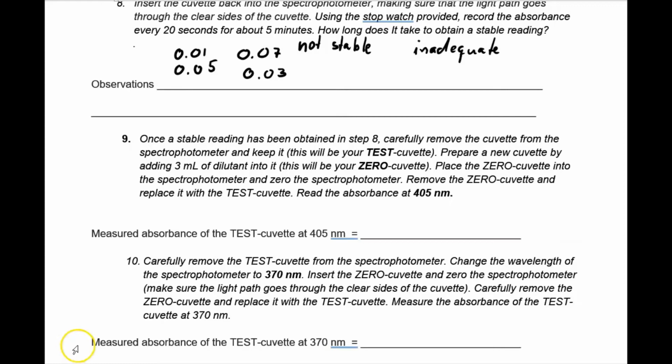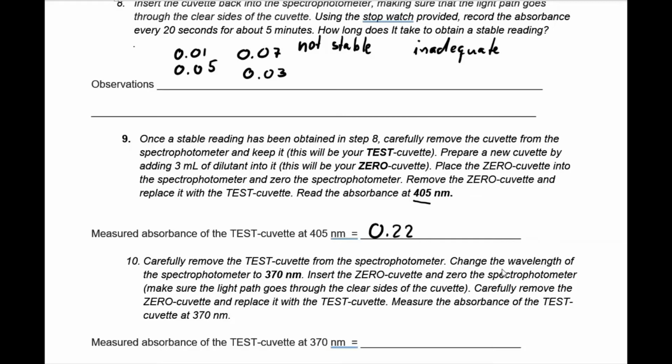Okay, so what we would have done in this particular experiment, again, we would have measured our test cuvette, and that should give us an absorbance, as we said, at 405 nanometer. This should be around 0.22. What would happen if we change the wavelength at which we measure?